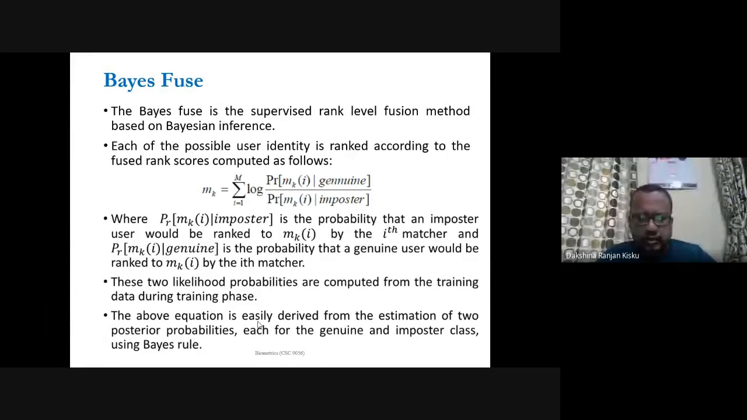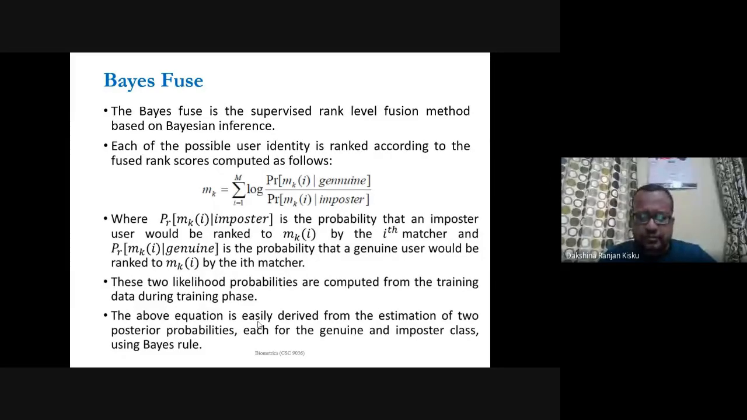Here we get the imposter score, from which we obtain the probability that an imposter user would be ranked to mki by the ith matcher, and we get the probability for the genuine score, that a genuine user would be ranked to mki by the ith matcher. These two likelihood probabilities are computed from the training data during the training phase. This likelihood ratio is nothing but conditional probabilities. So we get the conditional probability on genuine score, the conditional probability on imposter score, then we get the likelihood ratio, we take the log of this likelihood ratio, then get the sum over the number of matchers.